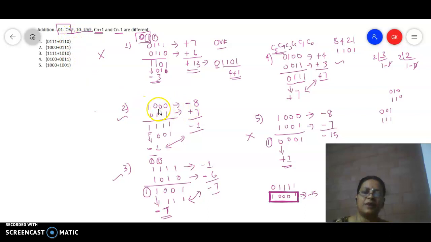Now for this case, what happens? There is no carry to this bit. Here we have added 1, there is no carry to this bit, and there is no carry coming out of this bit. So if we compare these two bits, both the carries are the same. If both the carries are the same, then we will not undergo any overflow or underflow.